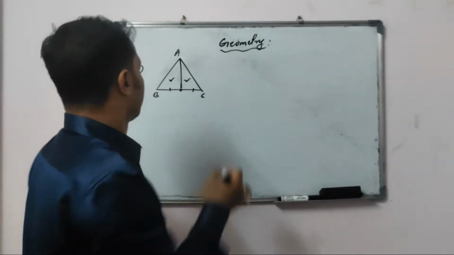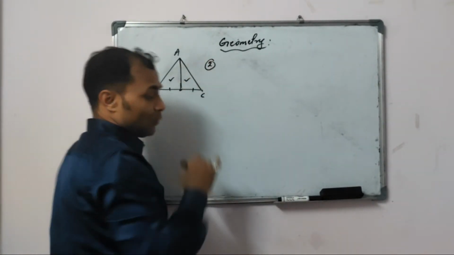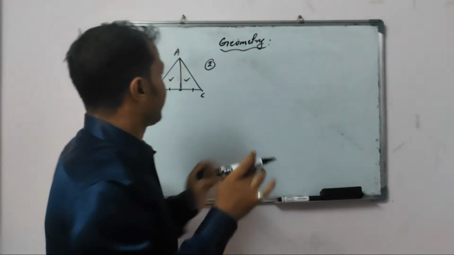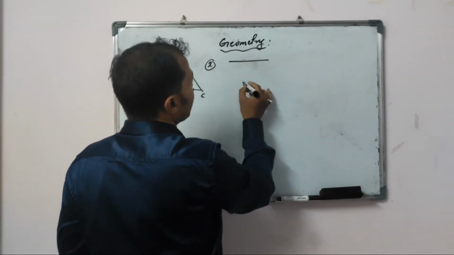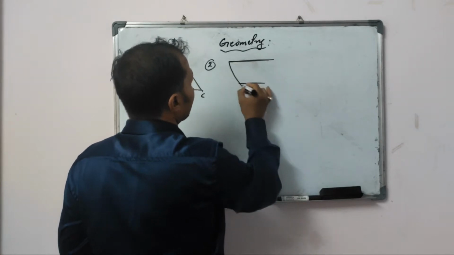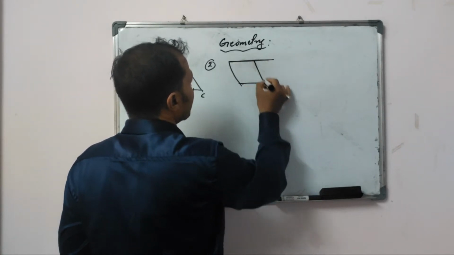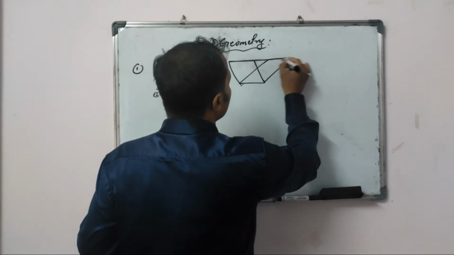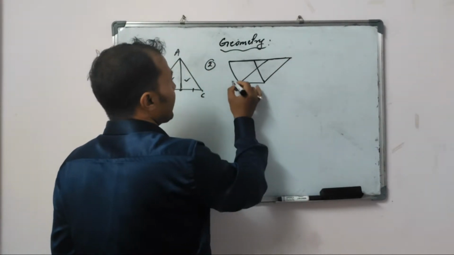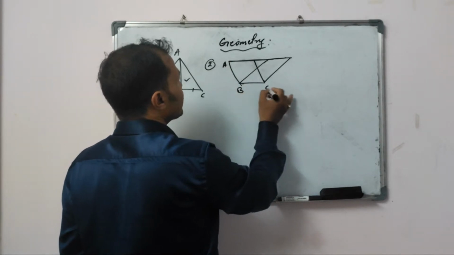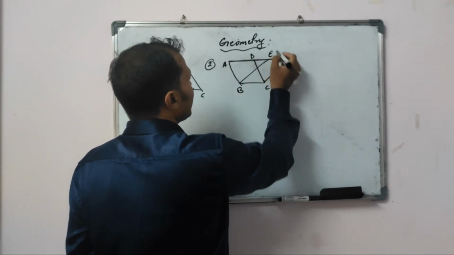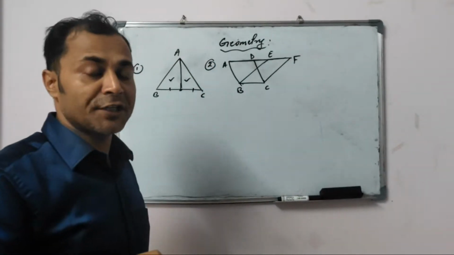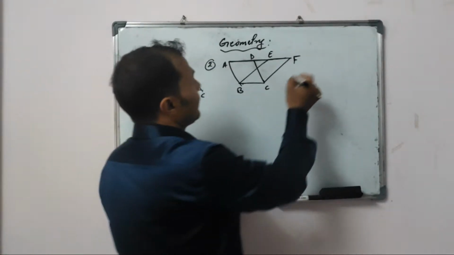The first thing. Secondly, what you have studied is the areas of parallelograms standing on the same base. Look here, let's say, for example, here is one parallelogram and here is the other parallelogram. In this case, area of parallelogram ABCD will be equal to area of parallelogram EBCF. These things you have done in your class as well, in theorems.